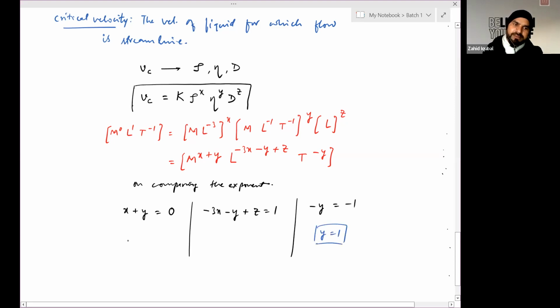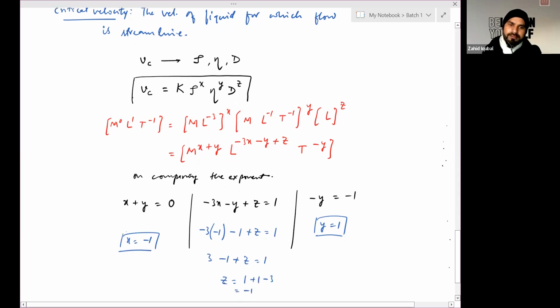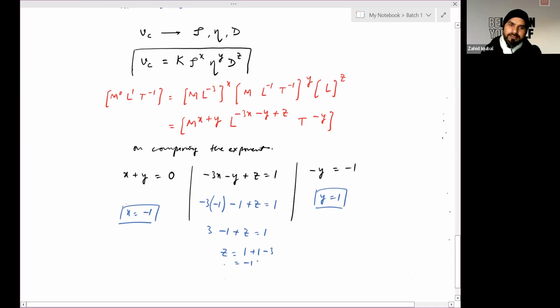Put it in the first part. So x plus y is 0, so x will be minus y, that will be minus 1. On putting these two values in the middle equation, minus 3x, which is minus 3 times minus 1, minus y, which is minus 1, plus z equals 1. So plus 3 minus 1 plus z equals 1. So z equals 1 plus 1 minus 3. That will be minus 1. Hamza, is it clear?